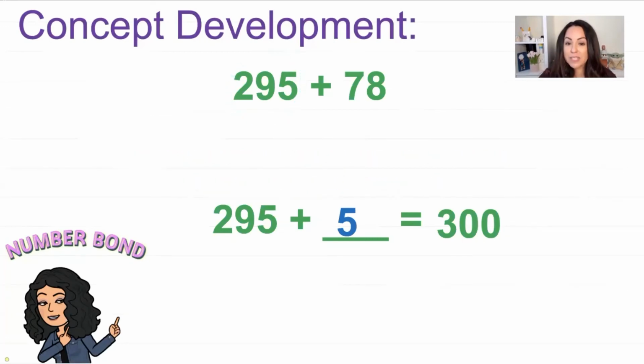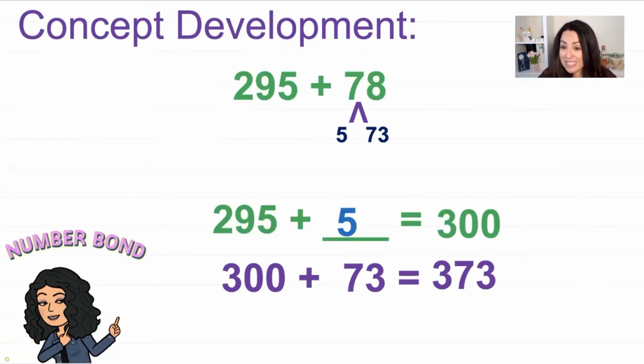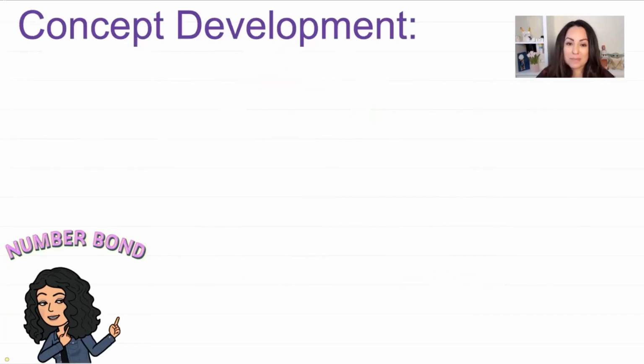So I'm going to go ahead and look at my 78, and I'm going to pull 5 from there. So 78 take away 5 leaves me with 73. And let's go ahead and add 295 plus 5, and that is equal to 300. So now I have a new number sentence, 300 plus 73. I can do that in my head, 373. So if 300 plus 73 is equal to 373, then 295 plus 78 is also equal to 373. Okay, let's try another one.